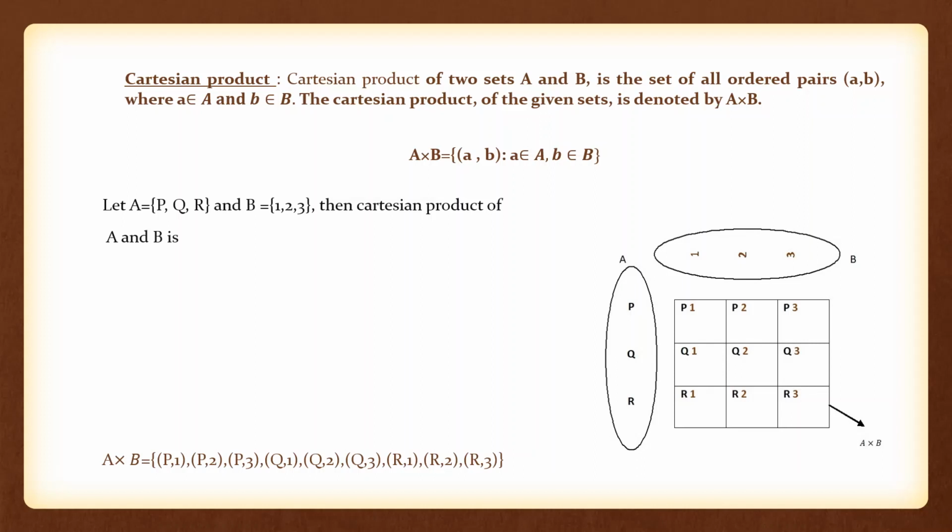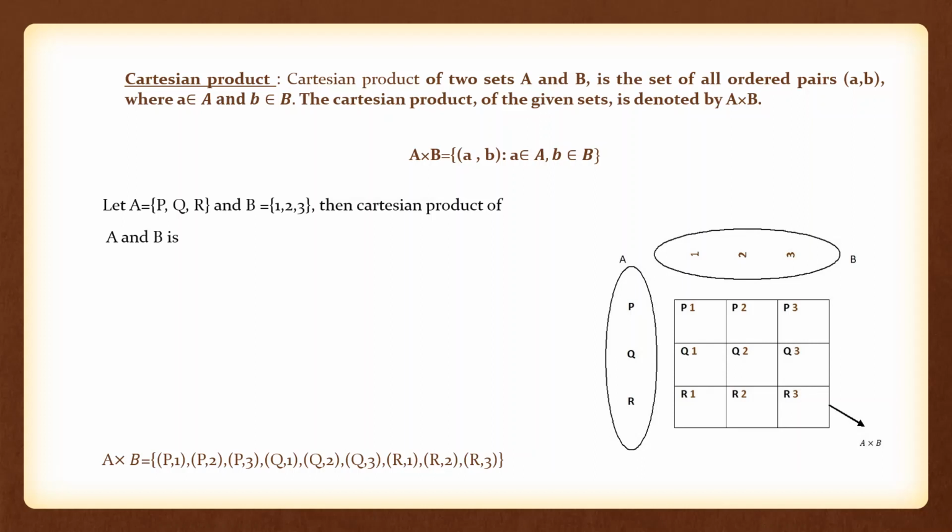Mathematically, we can write it as A cross B equals (a, b) such that a belongs to set A and b belongs to set B. Let's take an example and understand what this is all about. Like A equals {P, Q, R} and B equals {1, 2, 3}. Then how is the Cartesian product of A and B given? This is the easiest way to understand what the Cartesian product is. These are the elements of A: P, Q, R, and set B has 1, 2, 3 as its elements.